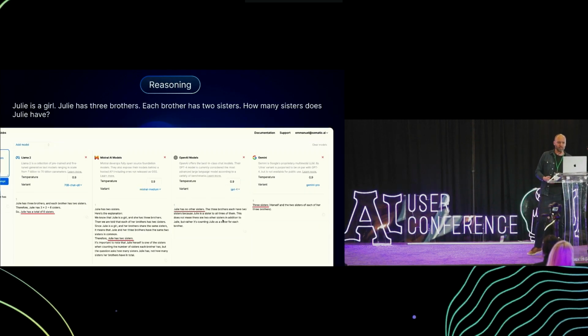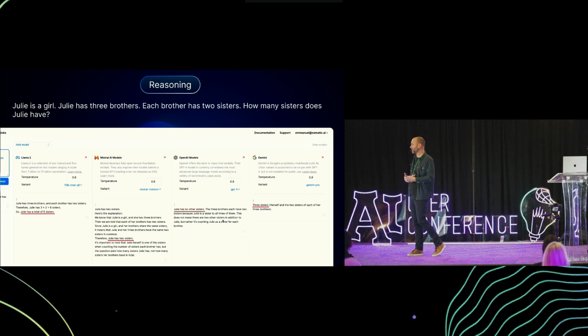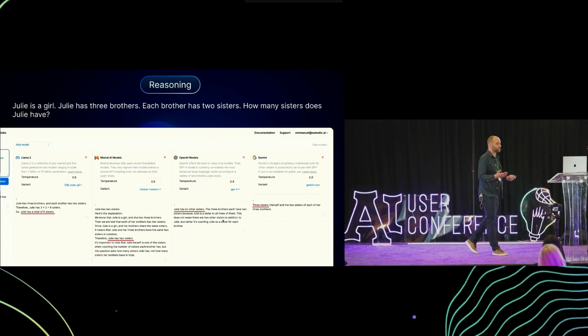Let's move on now. So how do they do on reasoning? Are they able to think through complex problems? This is a common riddle that is used to try to make LLMs fail. Here's the riddle. Julie is a girl. Julie has 3 brothers. Each brother has 2 sisters. How many sisters does Julie have? For us humans, this is pretty easy to figure out. Julie has 1 sister. It's pretty straightforward.